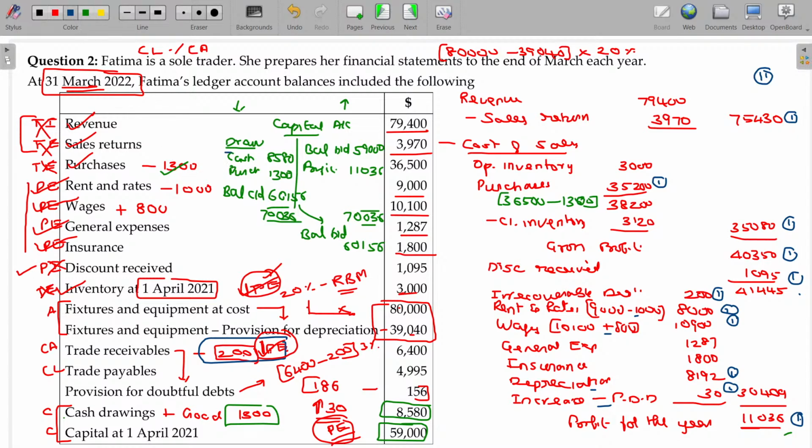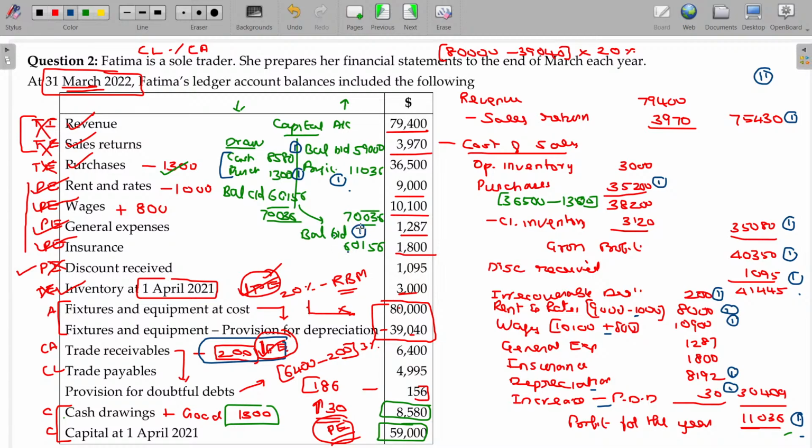So for the drawings calculation, 2 marks, and profit for the year transferred here carries 1 mark. If you make any error here, then you will make an error here also. And finally, the balance brought down to the next side, for that you get another 1 mark.